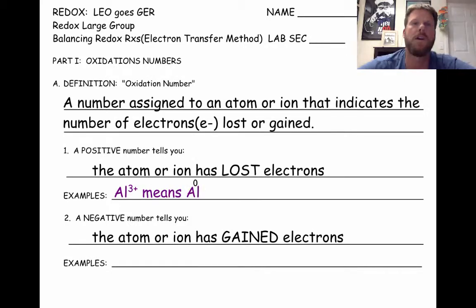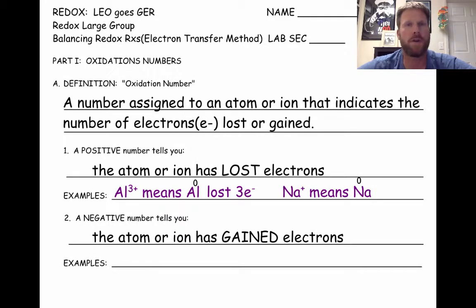A positive oxidation number tells you that an atom or an ion has lost electrons. For example, if you have aluminum 3+, that means aluminum has lost 3 electrons. If you have Na+, that means a sodium atom has lost 1 electron.